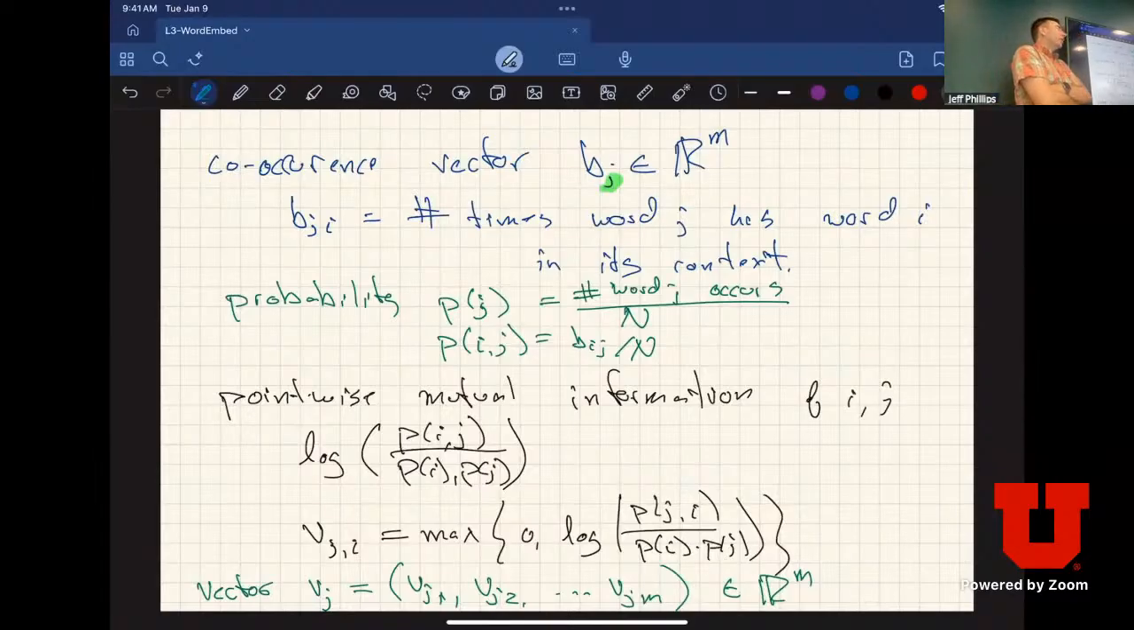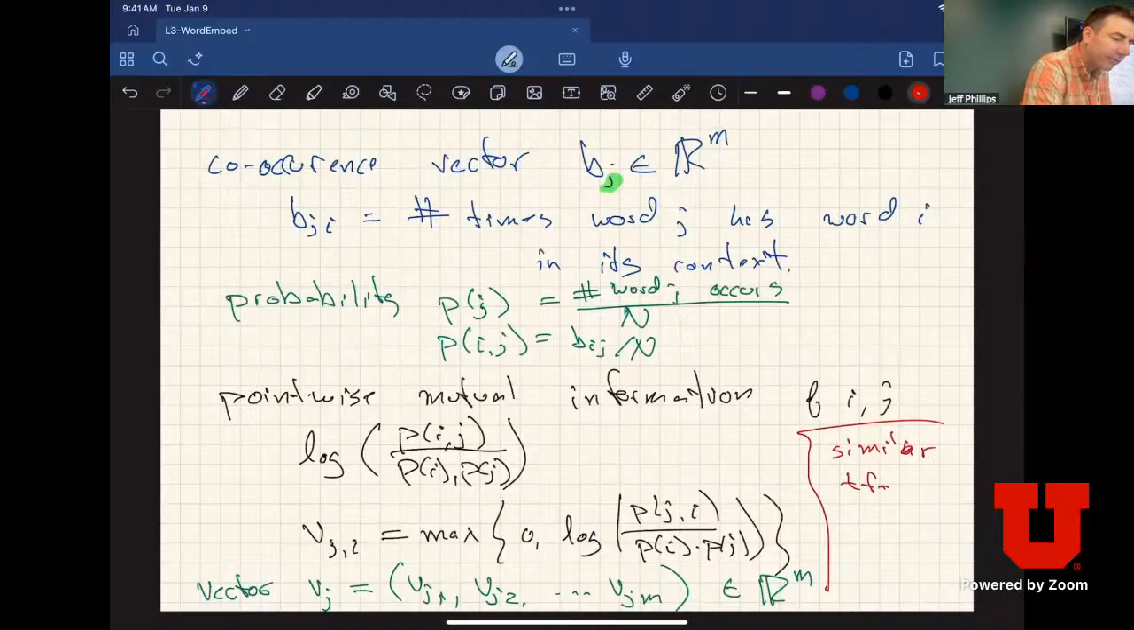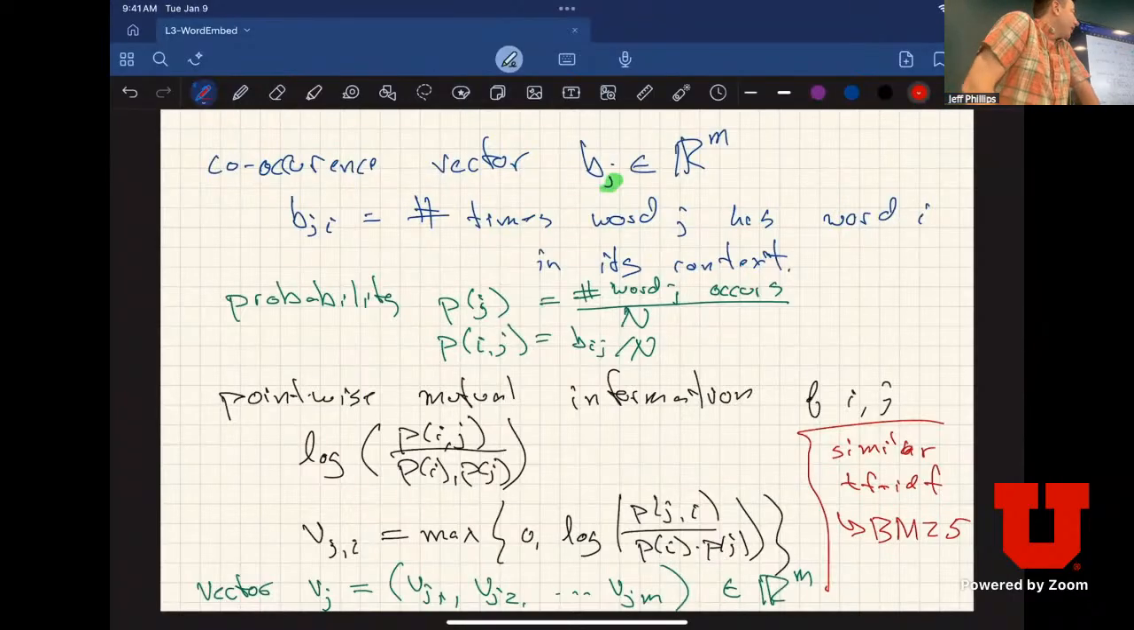And so there's this really old software. So this is similar to TF-IDF, which is term frequency inverse document frequency. And this is basically the model of this method called BM25. And this is still hard to beat for information retrieval.